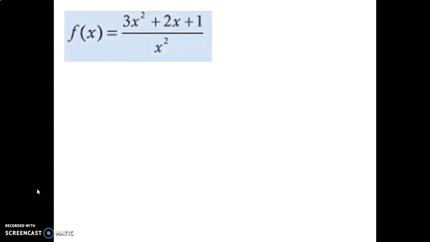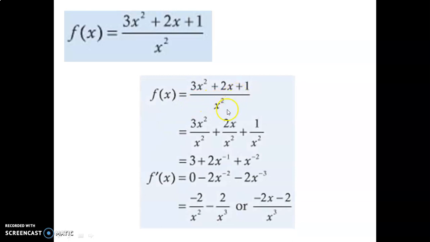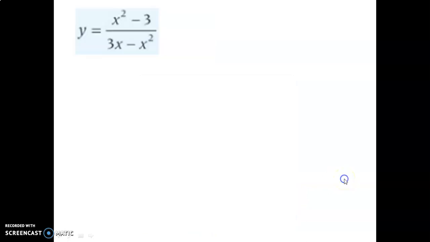Decide, is it easier to simplify first or use one of our rules? In this case, definitely simplifying first is a good idea. Okay, we simplify by turning it into 3 fractions, divide things, and find the derivative of that right here. Our answer can be written 2 ways. Next one.